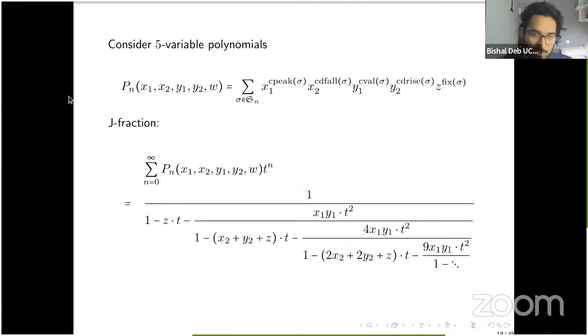And if you try to compute the J fraction, you will find that under the cycle classification, you have the following J fraction for these polynomials. By the way, if you substitute 1, 1, 1, 1, 1 in this polynomial, you'll just get n factorial, and this J fraction would be the J fraction we had in the previous slide. Now you can see that the coefficients of t square are contributed entirely by cycle peaks and cycle valleys. So these are x1 y1, 4 times x1 y1, 9 times x1 y1, and so on.